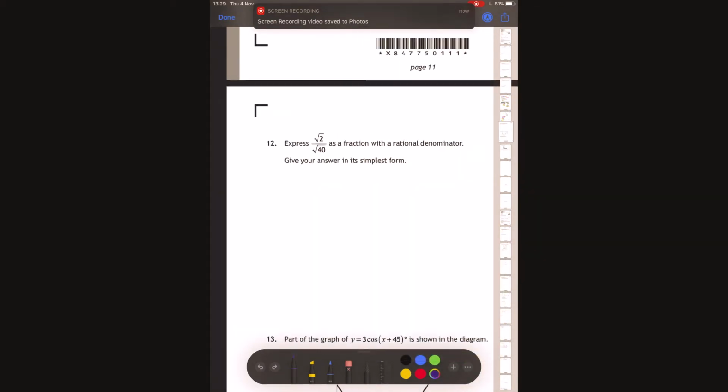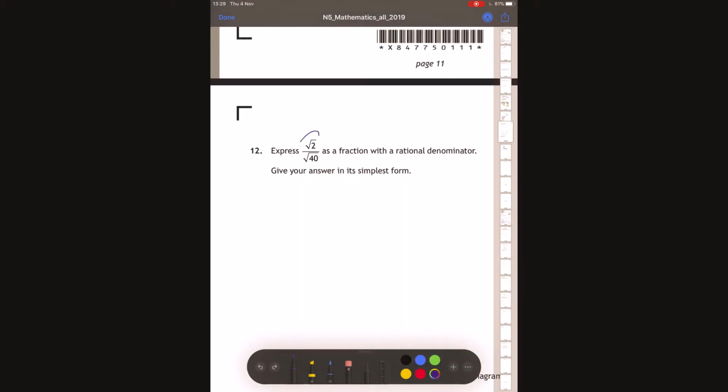Question 12. Express this as a fraction with a rational denominator. Give your answer in its simplest form. So, rational denominator, i.e. no surd on the bottom. How do we do this?